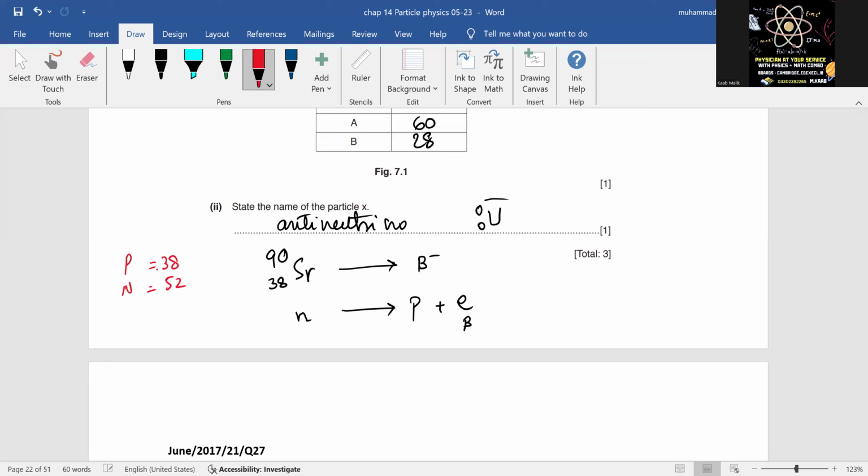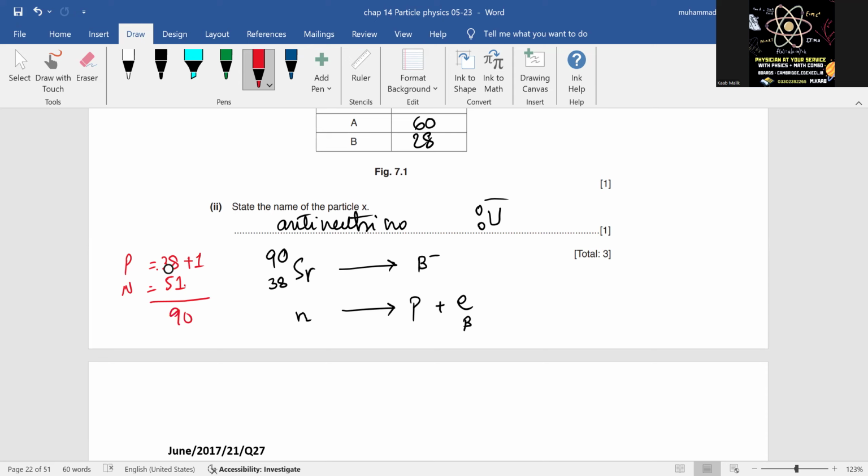So this is the initial composition of the strontium, with 38 protons and 52 neutrons. Now, one of the neutrons gets converted into a proton and an electron. So 52 will decrease by 1 and be left as 51, and there will be an increment in the protons, which is the product of the neutron decay. So when you add the whole thing again, you still get 90. Is that clear?